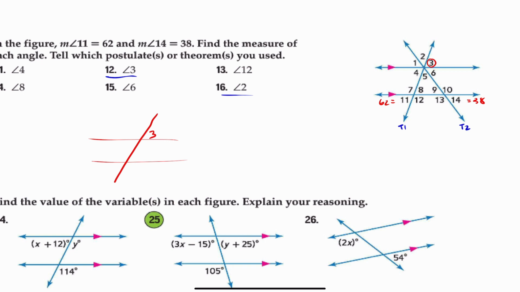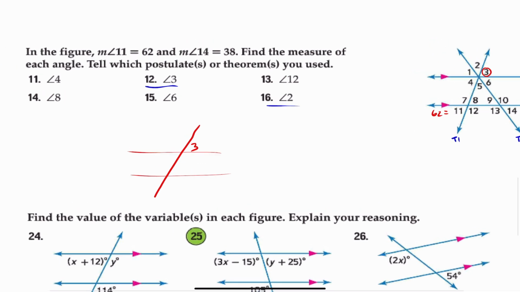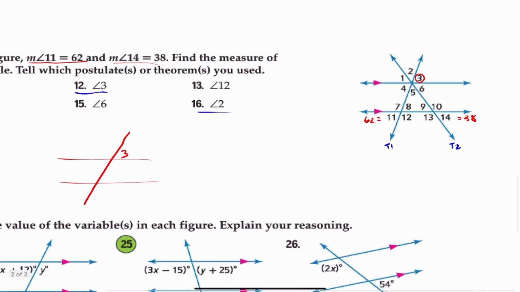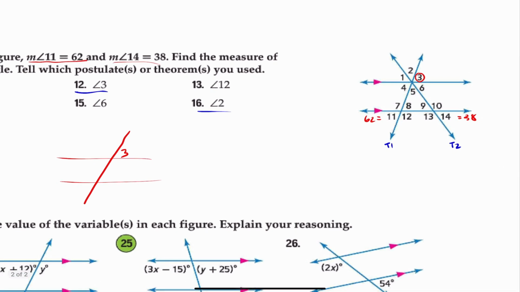And now, the question is, which one should I use? Should I use the measure of angle 11, or the measure of angle 14? Really, I just want to see which one's closer to this particular transversal. So here's 11, here's 14. I can see that 11 is pretty much close to this transversal here. So let's go ahead and label that. And again, we know that measure angle 11 is 62, right?